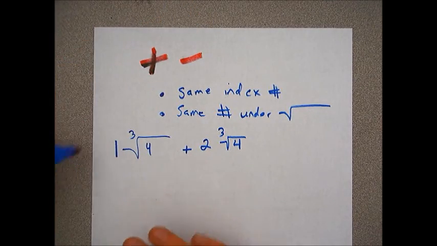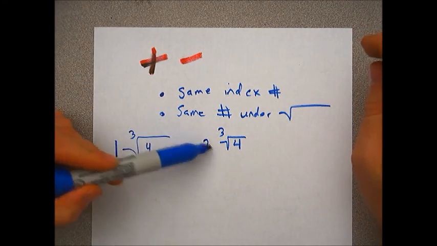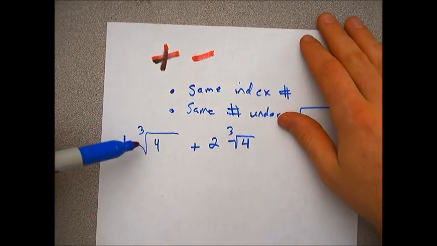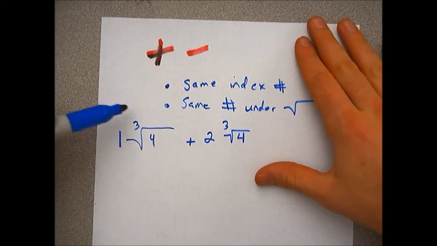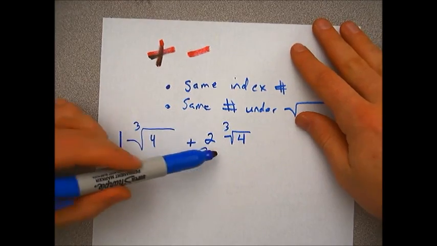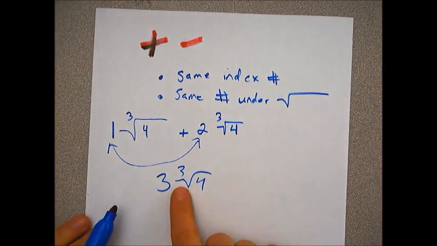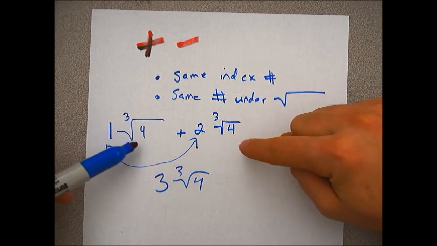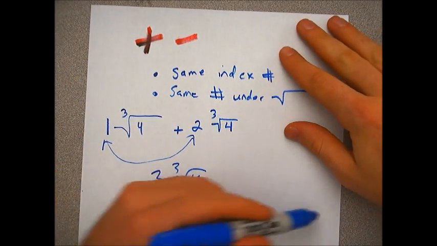So this is really a 1 out front, and we want to think of these as objects. I have 1 of these, and I have 2 of these. And these are the same thing. So I've met my criteria. Same index number, same number underneath. And when I have this, I just add my objects. I have one of these and two of these, therefore now I have three of these. If at any point in time the index number didn't match, or this number underneath was not the same number, couldn't do it. You'd be stuck.